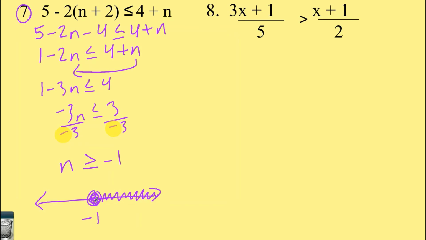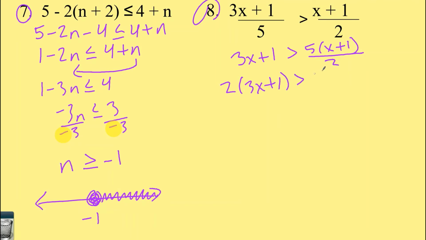All right. Number 8. I don't like that I have fractions, so I can multiply them out. Yes, you can cross multiply. You can multiply by a common denominator. We can keep it simple. We don't like this 5, so multiply the other side by 5. So we get 3x plus 1 greater than, then we're going to have this 5 times x plus 1 over 2. I don't like that denominator, so I'm going to multiply the other side by 2. So 2 times 3x plus 1 greater than 5 times x plus 1.